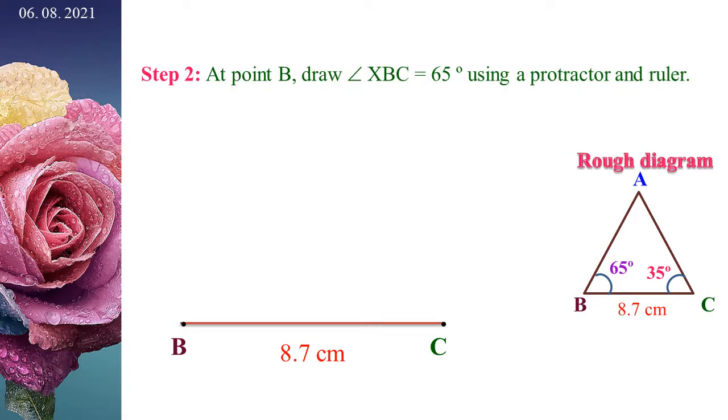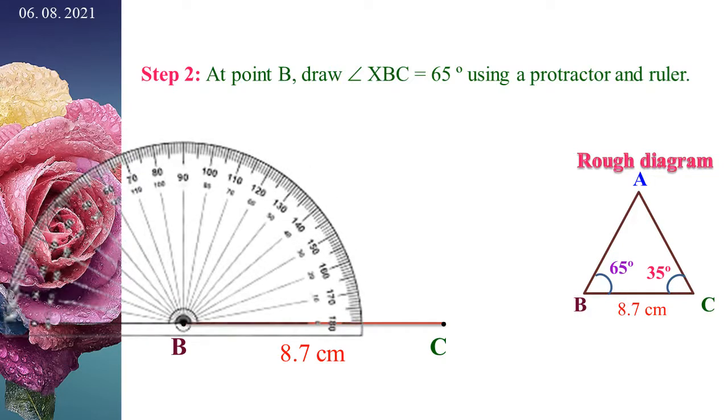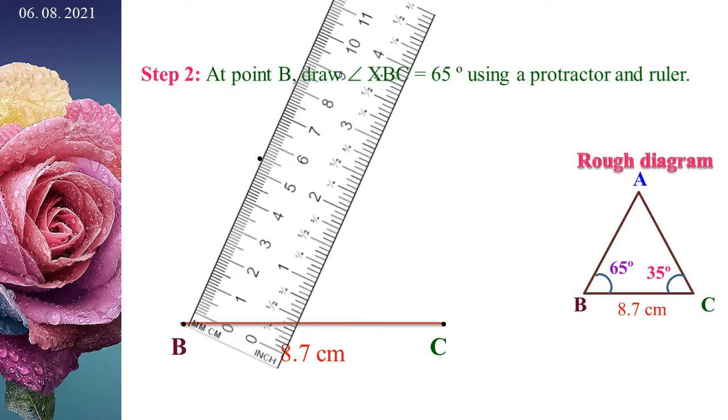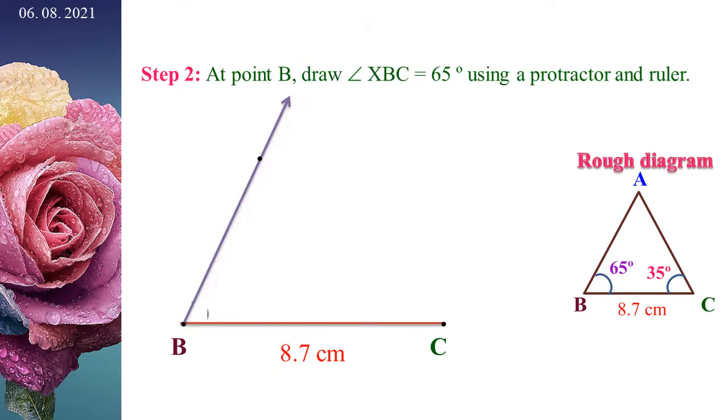Step 2. At point B, draw angle XBC equal to 65 degrees using a protractor and ruler. Take a protractor, keep it at point B, mark 65 degrees: 0, 10, 20, 30, 40, 50, 60, 70. 65 is between 60 and 70, mark a point. Remove the protractor, take a scale, join the line, remove the scale, mark angle 65 degrees. That line is called X.